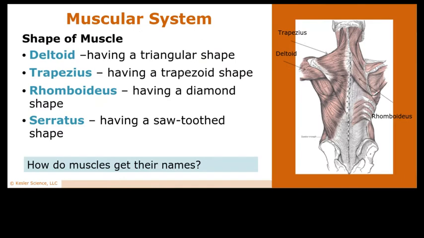And this is what I was alluding to earlier. The deltoid is a triangular shape. The trapezius has a trapezoid shape. The rhomboideus has a diamond shape, and the serratus has a sawtooth shape. You can look and see how all of those are applicable in the image there to your right.